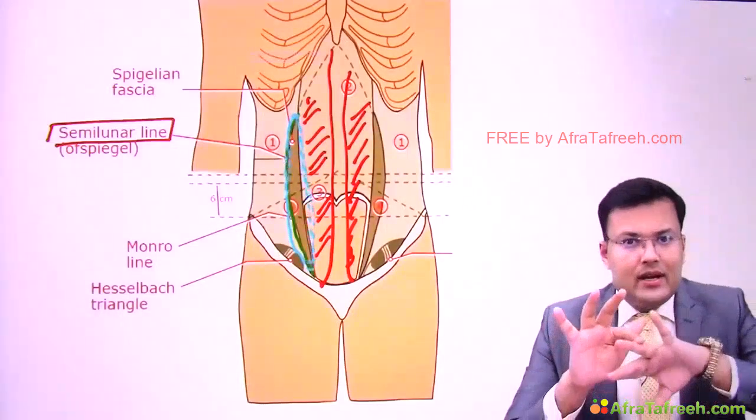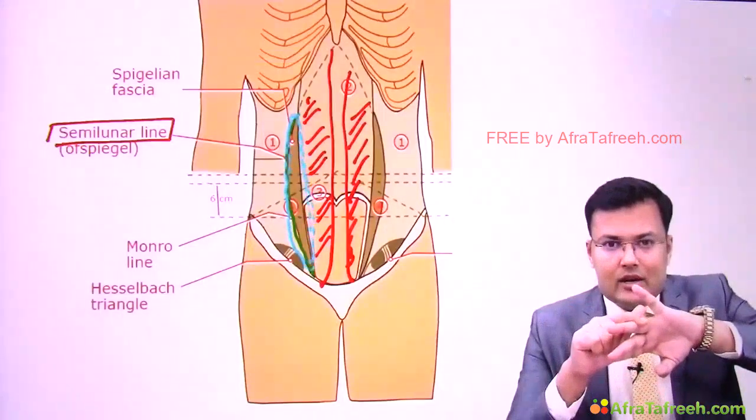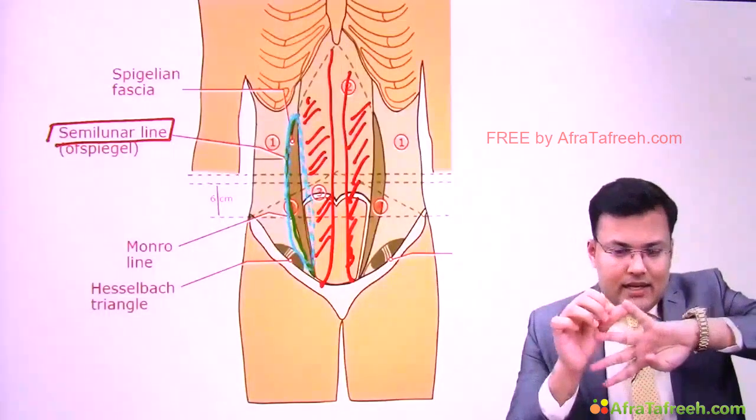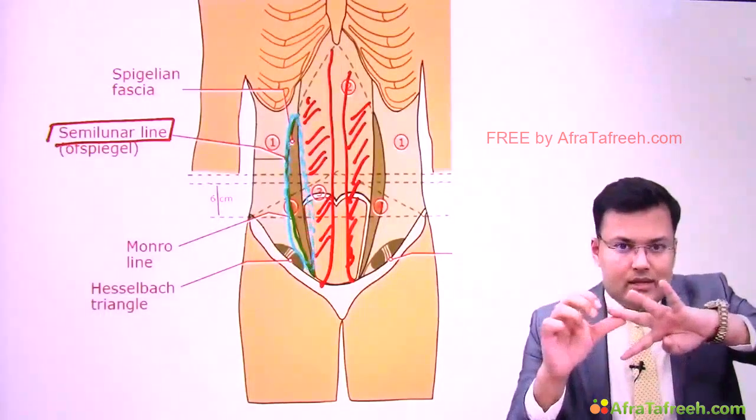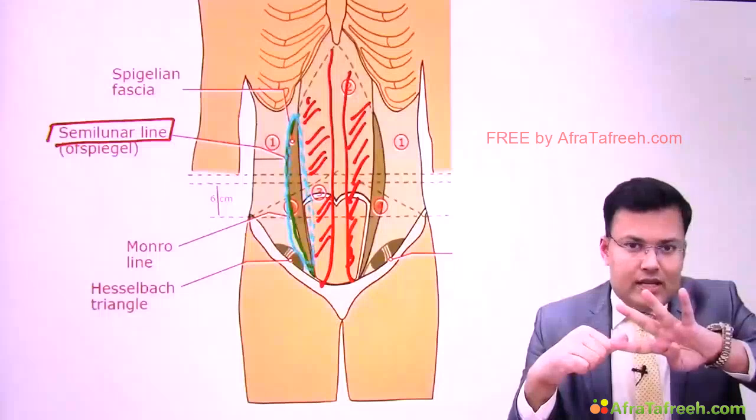What happens? The content comes between external oblique and internal oblique. So this is spigelian hernia. Now see the layers. This is external oblique. This is internal oblique. This is transversus abdominis. This is fascia transversalis. These are the 4 layers in abdominal wall.